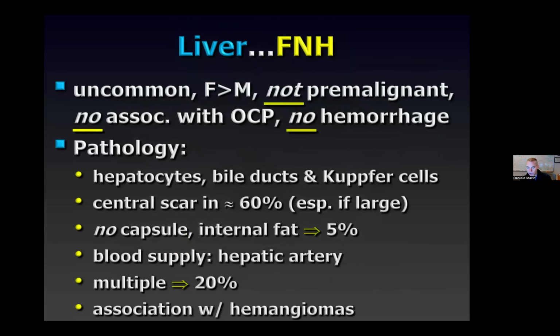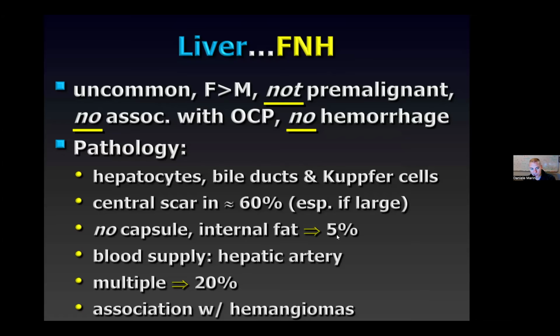All right, let's move on from hemangiomas to focal nodular hyperplasia, which is another common, totally benign focal liver lesion. The key finding of focal nodular hyperplasia is the fact that the lesion is composed of normal hepatocytes, normal bile ducts, and normal Kupffer cells. In about 60% of the lesions, there will be a central scar, which is highly suggestive, but not entirely specific. There is no capsule.